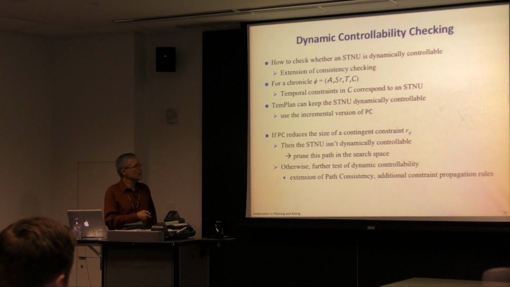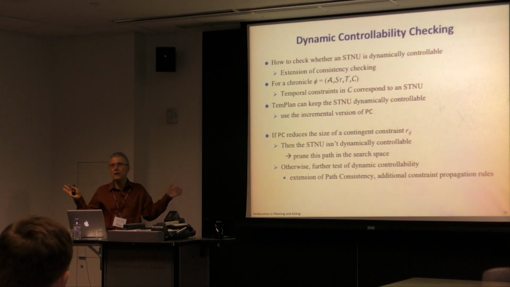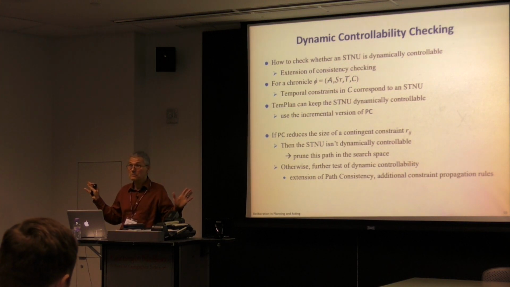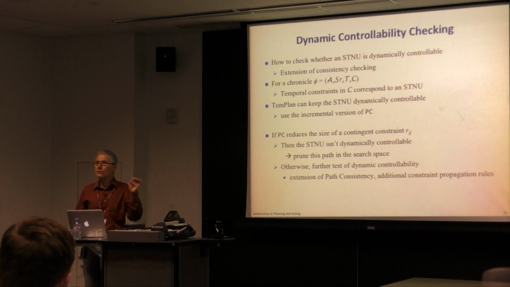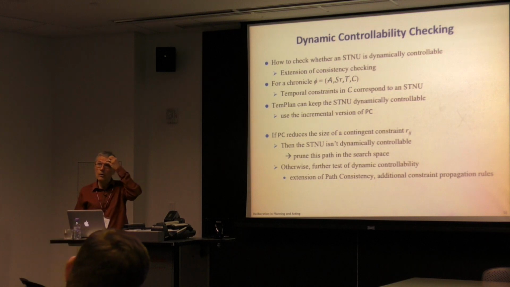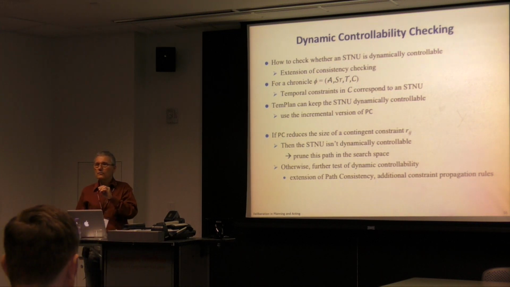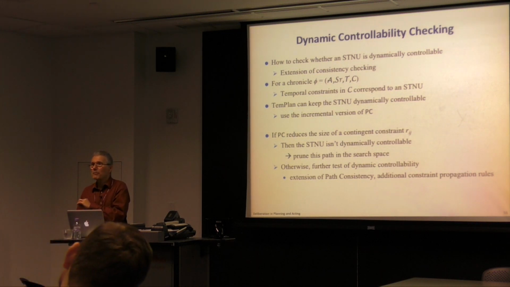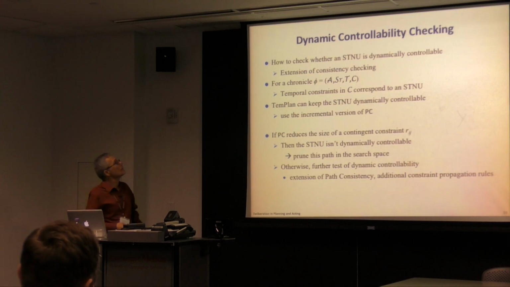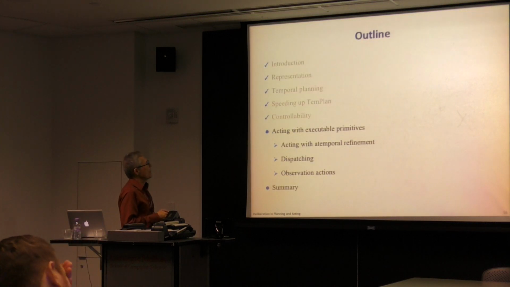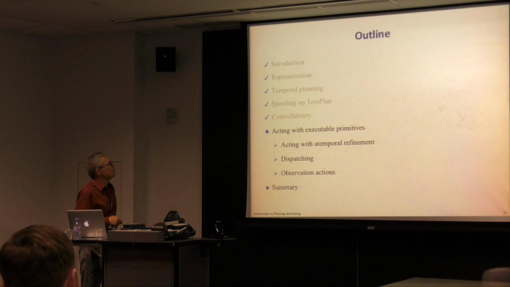Otherwise, there's a further test of dynamic controllability that you can do that gets more complicated, and I'm not going to talk about it. Okay? But the basic idea is that you can incorporate this into Templan, and in doing so, what it will come up with is a chronicle that's guaranteed to be dynamically controllable. All right? Okay, so acting with executable primitives.